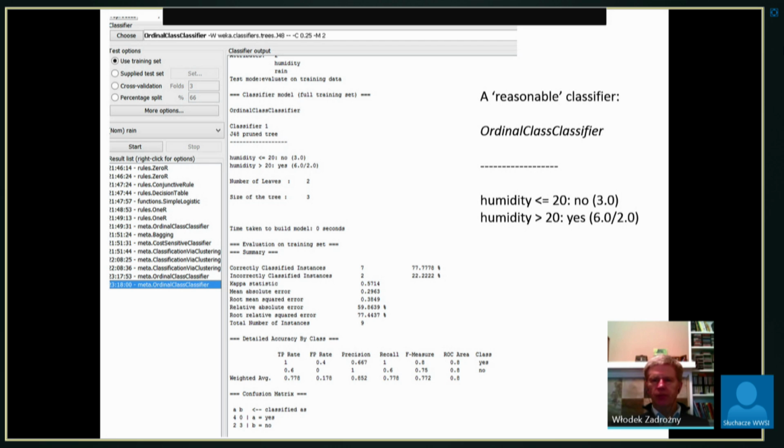So the no case classifies correctly 3 instances. The yes case classifies correctly 6 instances and misclassifies 2 instances. So we can see, it classifies altogether 8 instances, of which 2 are misclassified. We can see it in the confusion matrix at the bottom of the slide. In this case, 2 cases of yes are classified as no.